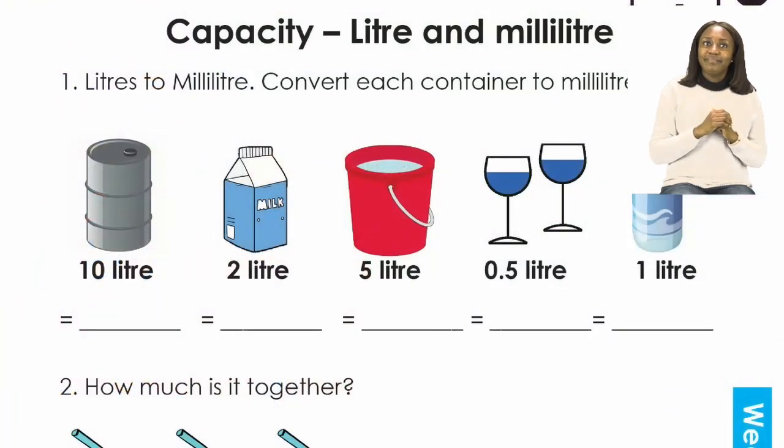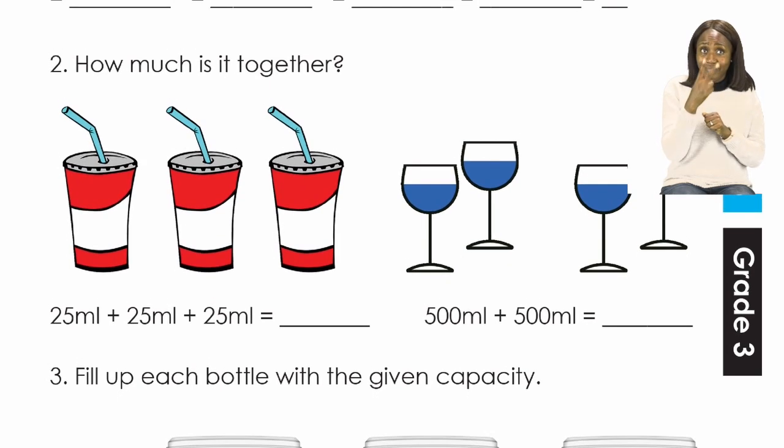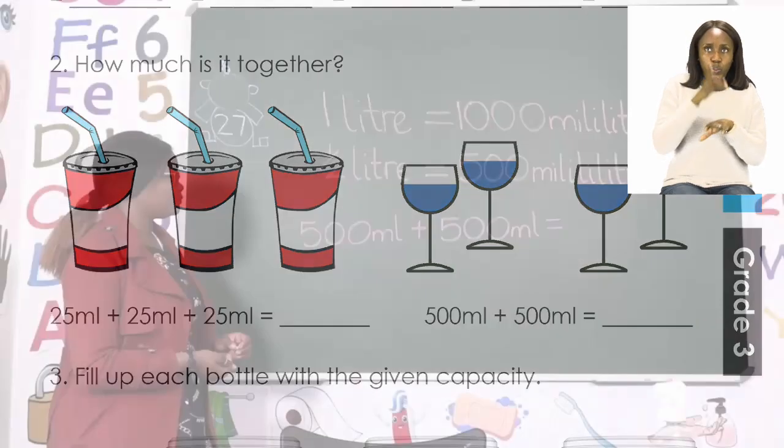Now, in our exercise, number 2 is saying, how much is it all together? In this case, we are going to be adding. So, we're going to take the numbers we've been given and then put them together. The one we are going to do together is the one where we can see the wine glasses. So, let's take a look at the board.